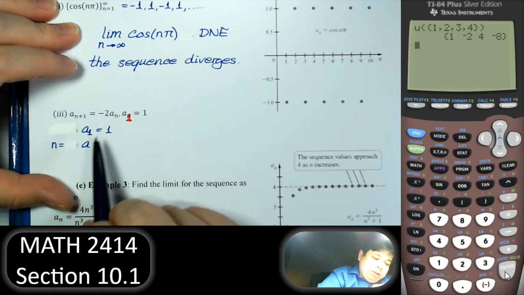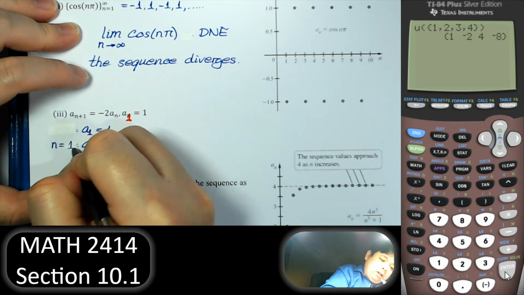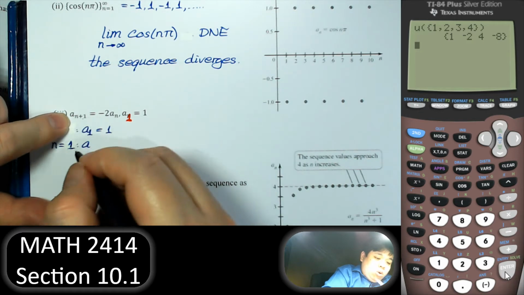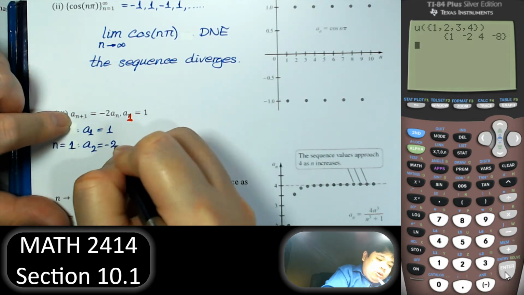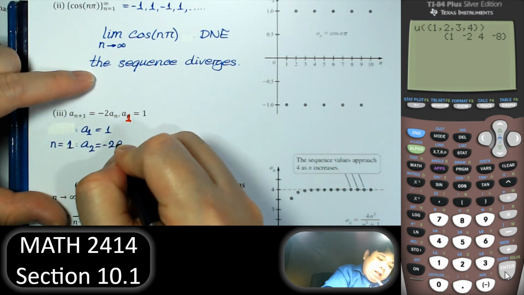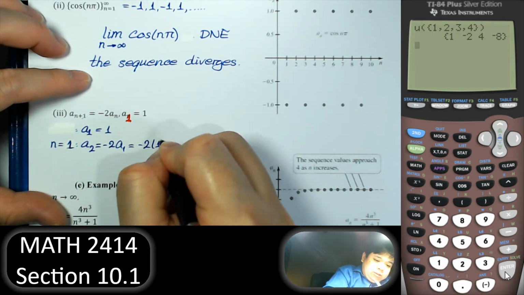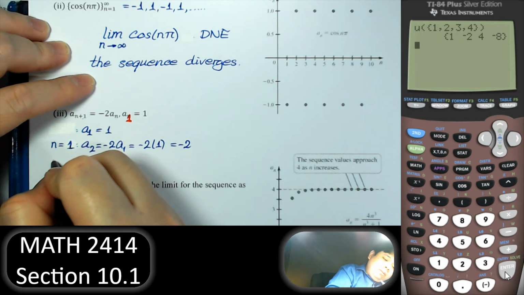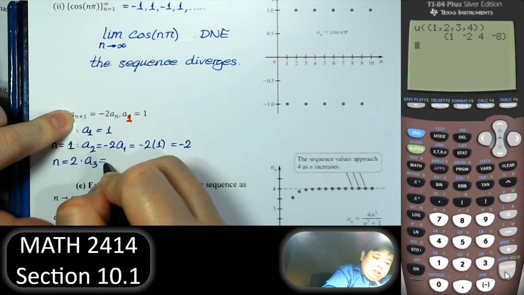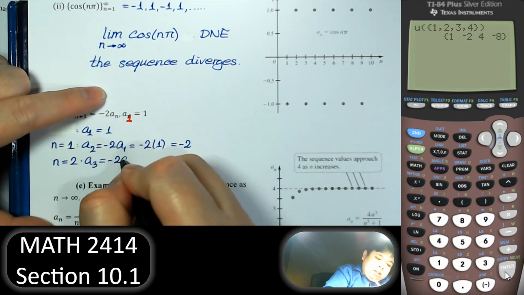Right. So we start with A1 equal to 1. When n equal to 1, we're going to put 1 here. That gives us 1 plus 1, A2 equal to negative 2 times A, and when we put 1 in for n, we have A1. So negative 2 times 1. N equal to 2, put 2 in here. 2 plus 1 is 3, and we have negative 2, put 2 in for n, that A2.